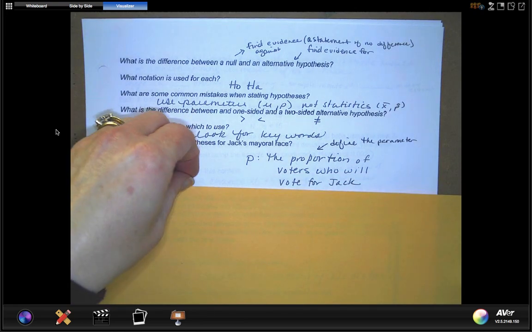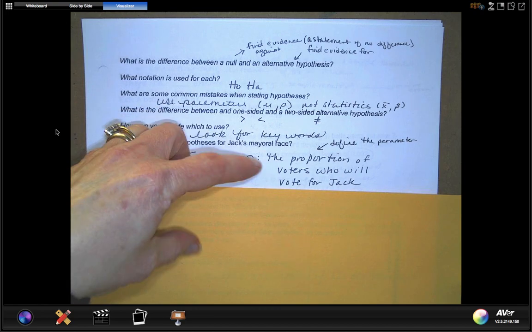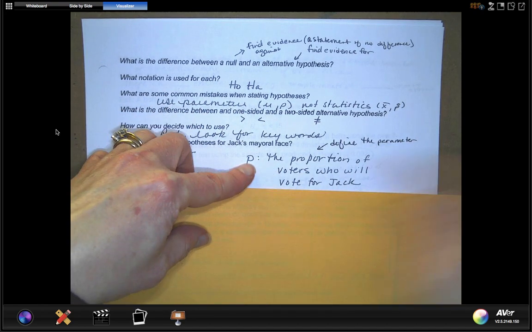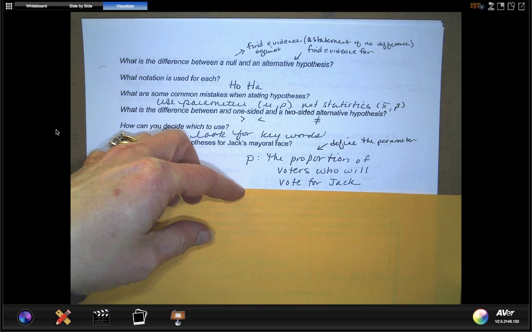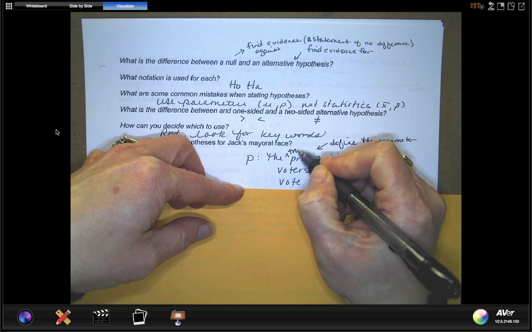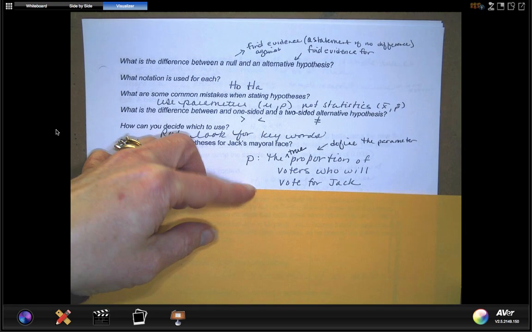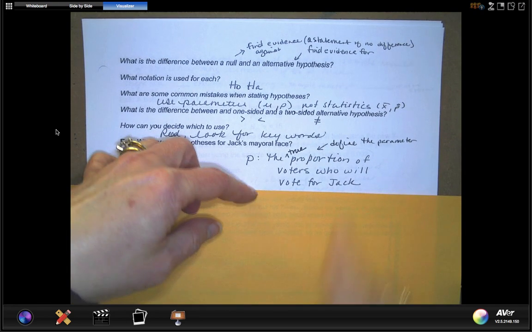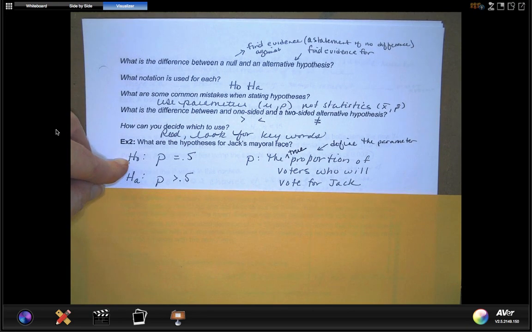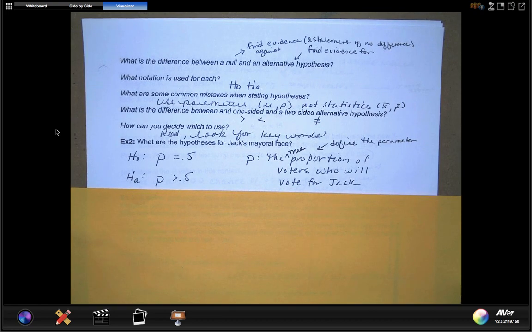So when you write out the hypotheses, this will be step 1 of your 4-step procedure. So P, it's the proportion. You're going to define the parameter here. So I'm going to add a word here because I should have this word in here. So P is the true proportion of voters who will vote for Jack. So you want to define the parameter. That's going to be your step 1. H0, P is just equal to 0.5. HA, P is greater than 0.5.